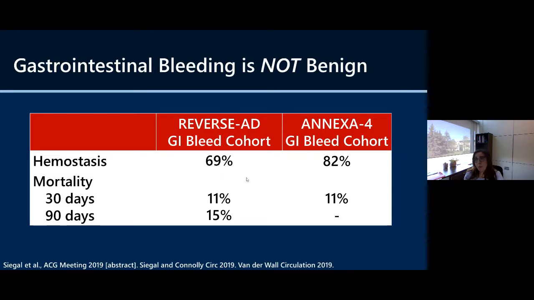You can see that again, most people did well. They achieved hemostasis, good or excellent hemostasis, within 12 hours or 24 hours. And again, in these cohorts, short-term mortality at 30 days was 11%. And in REVERSE-AD, they went out to 90 days, and 15% of patients died within 90 days. So again, I think these patients aren't necessarily bleeding to death from the GI tract, but it does mean that these bleed events need to be taken seriously. And I think having a better understanding of what that means for patients is actually really important.